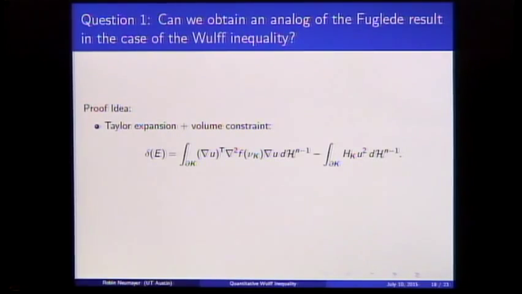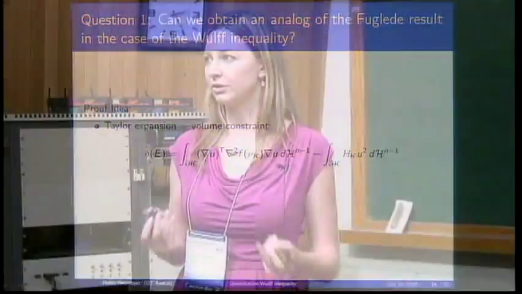If our Wulff shape is the ball, this grad squared f term is just the identity, and the mean curvature of the ball is just n minus 1. So it's the term we saw before. So now we want to expand our function u in the basis, now not spherical harmonics, because the natural basis to consider is the basis of eigenfunctions of the operator that arises integrating by parts in this first term above.